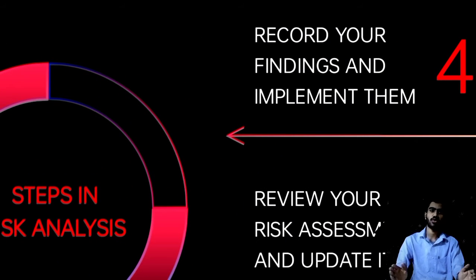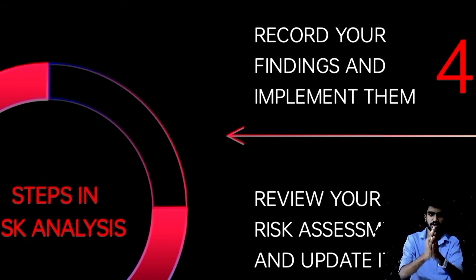Now, let's look into the fourth step in risk analysis, that is record your findings and implement them. For example, if we employ 5 or more people, we must record the significant findings which include the hazard, that is the thing that may cause harm, who might be harmed and how, and what you are doing to control the risk.